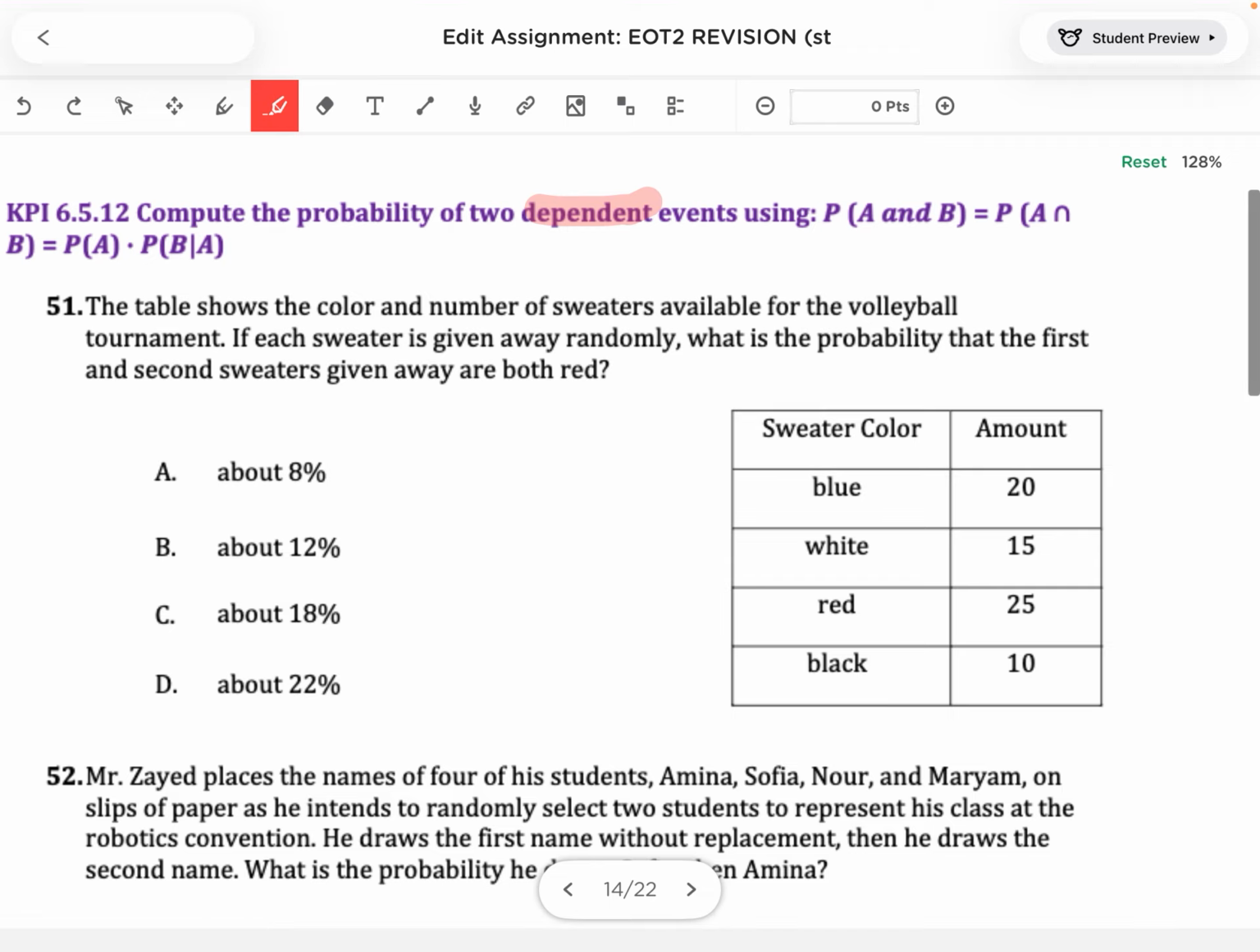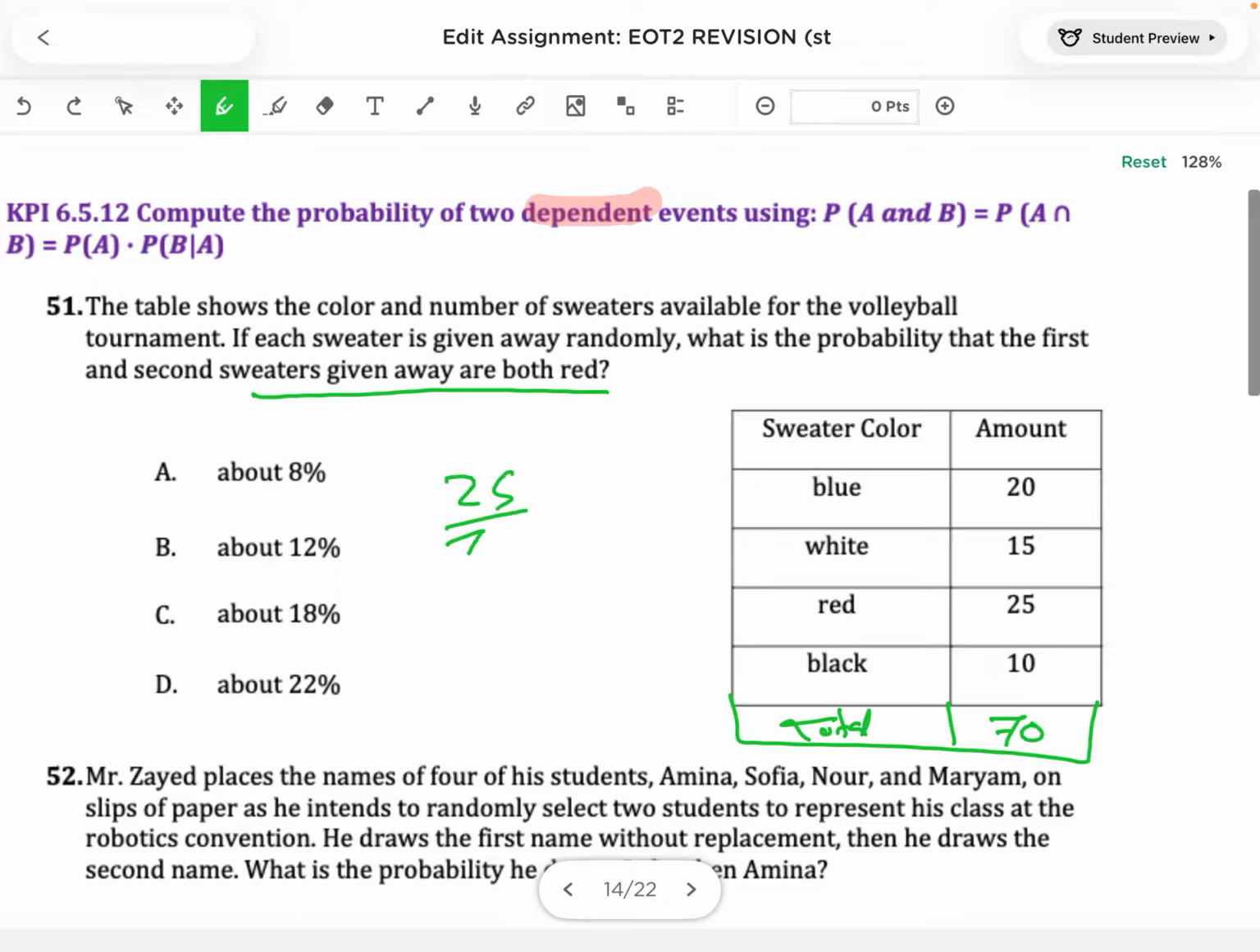We have sweaters available in different colors. We need the probability that both are red. Let us calculate the total. The total is 70. For the red, we have 25 over 70 times 25 over 70, and the answer is 12%.